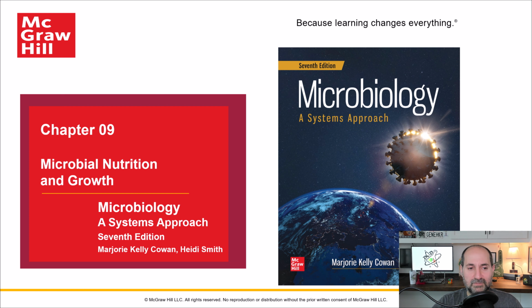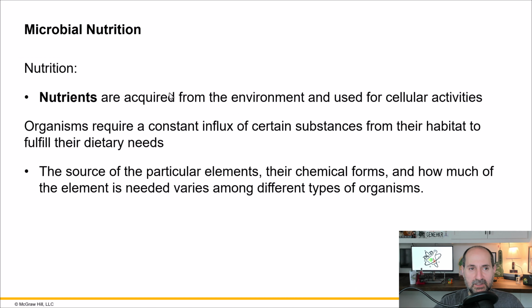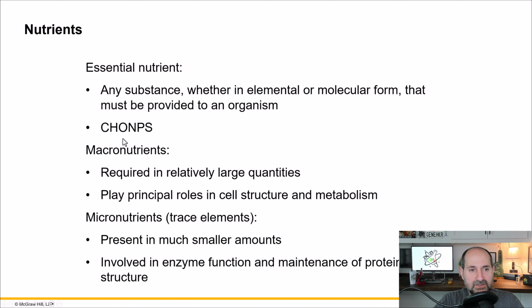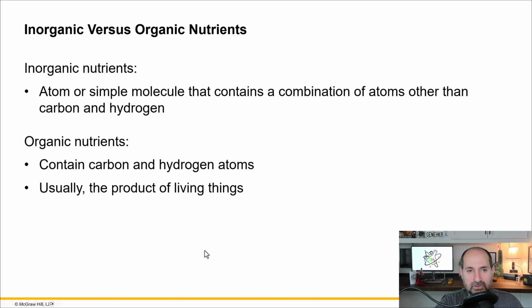Let's start Chapter 9, Microbial Nutrition and Growth. So what do we need to know here? We need to know about nutrition. We need to know that these are the most common elements in living cells: carbon, hydrogen, oxygen, nitrogen, phosphorus, and sulfur. So these are required in large quantities. These are macronutrients. We need to know that micronutrients include the trace elements, which are needed in much smaller amounts.